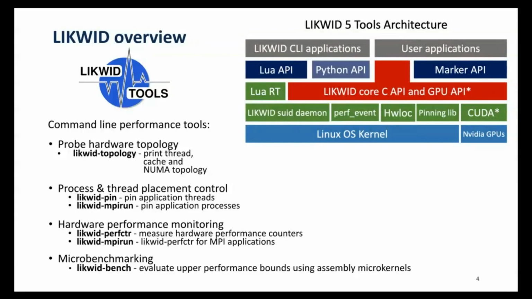I've included here a diagram of the architecture of the most recent major release of LIKWID, LIKWID 5, which shows you how some of the various aspects of the design of LIKWID fit together. Going down from the command line interface tools themselves, many of which are Lua scripts, there's C code, there's a core C API, and that interfaces with various layers in order to be able to measure hardware counters, interrogate topology, etc.